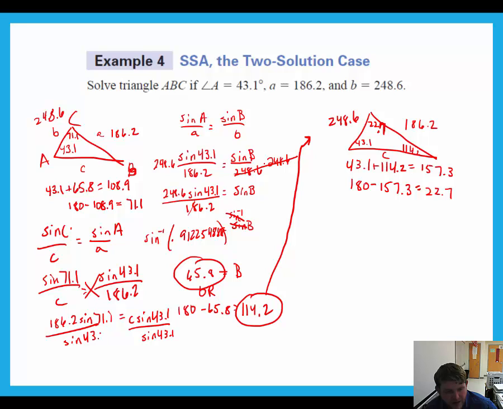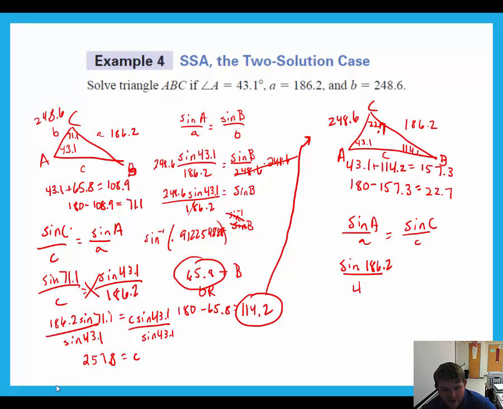So divide by that. We type it in our calculator. When we do 186.2 times sine of 71.1 divided by sine of 43.1, we get our answer to be 257.8. So that's our C value there. In the other case, we do the same thing. We do sine A over A. So remember, this was labeled A, B, and C. So if we do sine big A over little a, that's equal to sine of big C over little c.